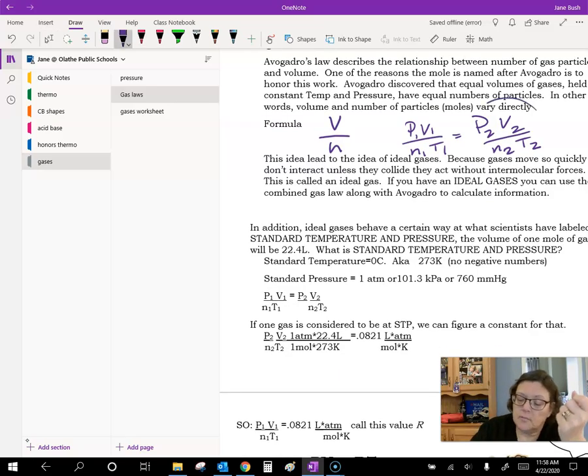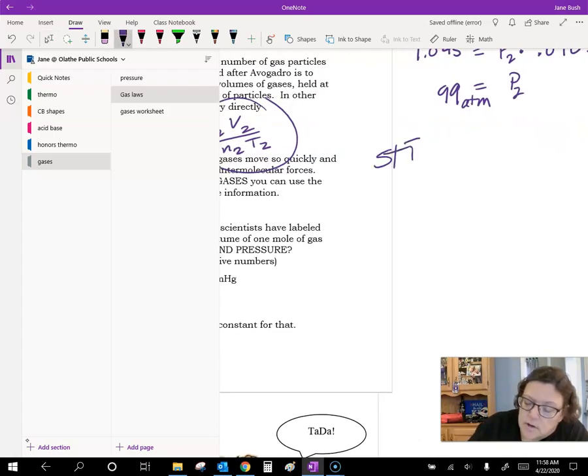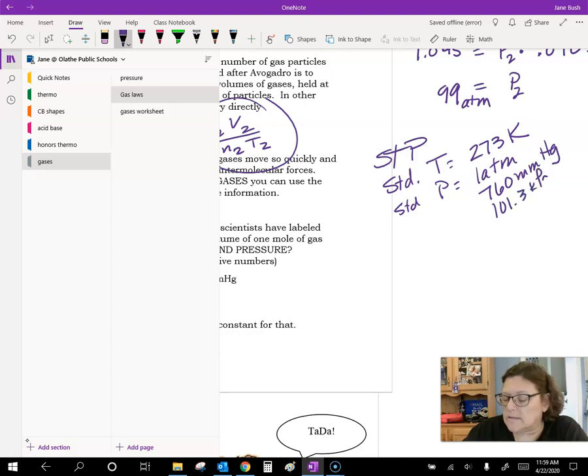Okay? It's always a good idea to have something to compare it to. So let's say we want to figure out a constant, something that we can compare, and we can call that the ideal gas constant. And the way we get that, first of all, we have to define standard temperature and pressure. STP: standard temperature is 273 Kelvin. Standard pressure is 1 atmosphere. It's defined as the atmosphere at sea level, which would be 760 millimeters of mercury, which would be 101.3 kilopascals. Okay, we're going to use the atmospheres most of the time.